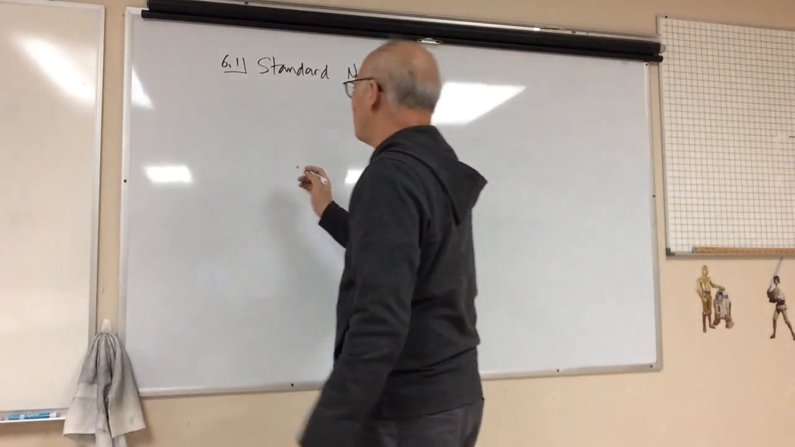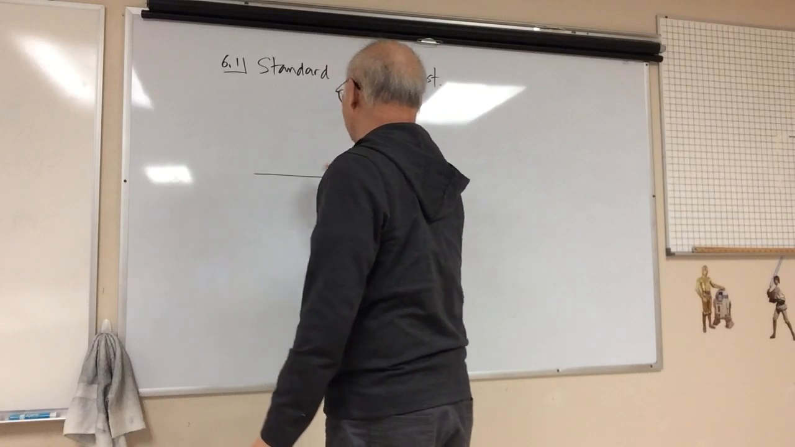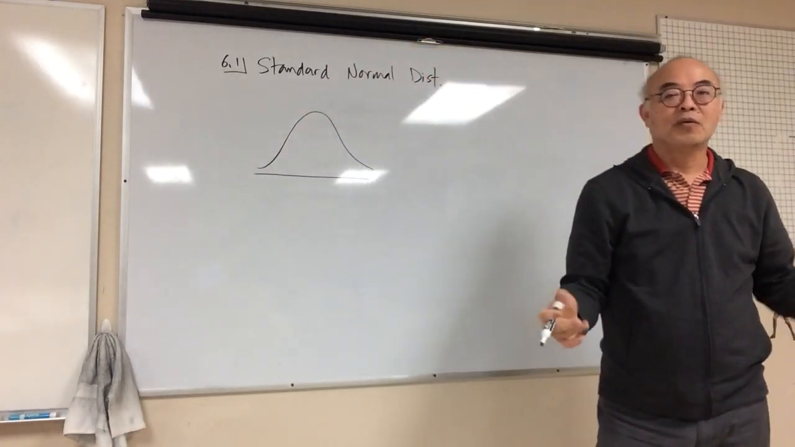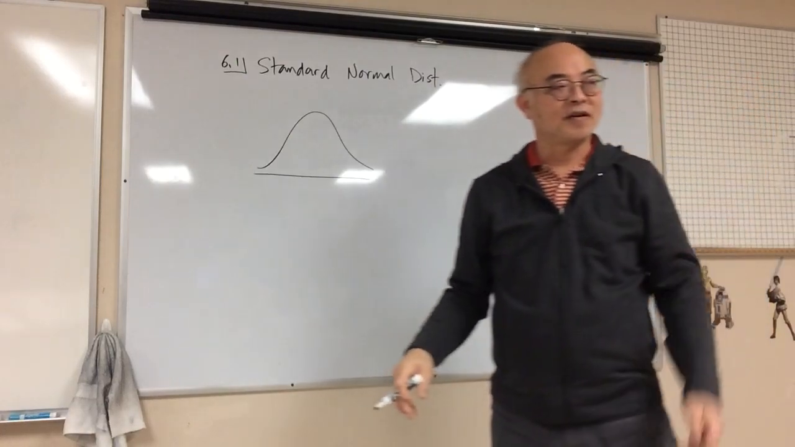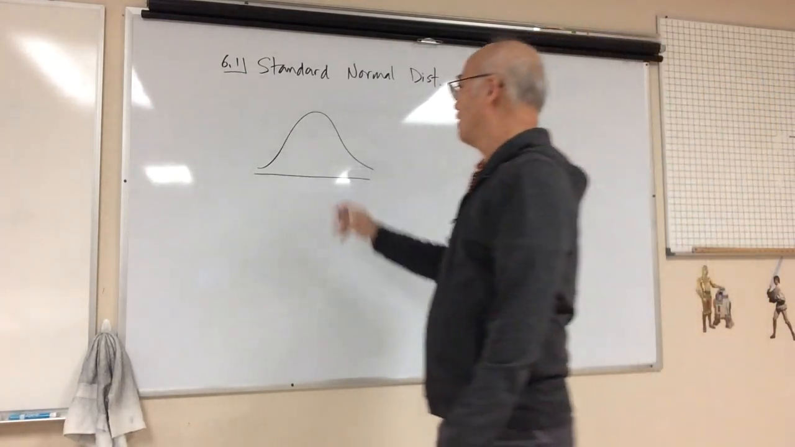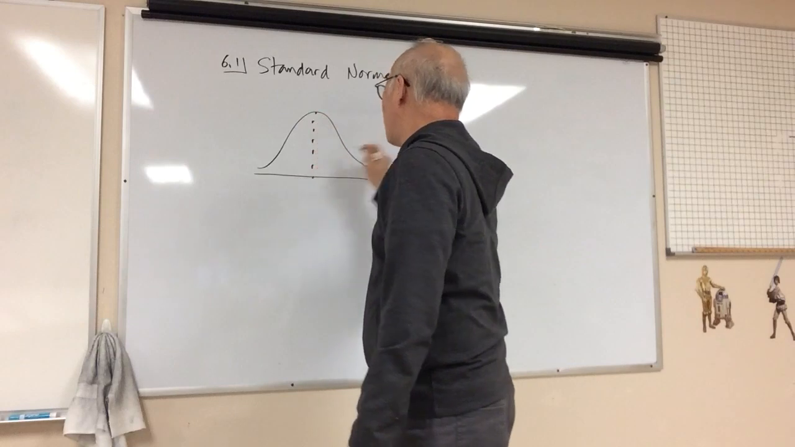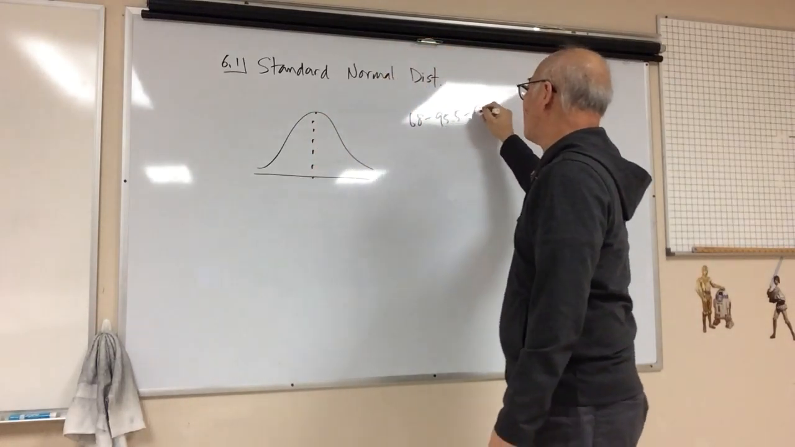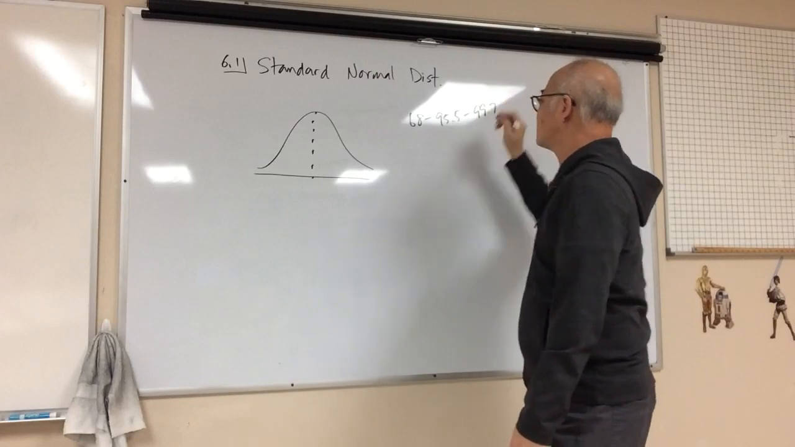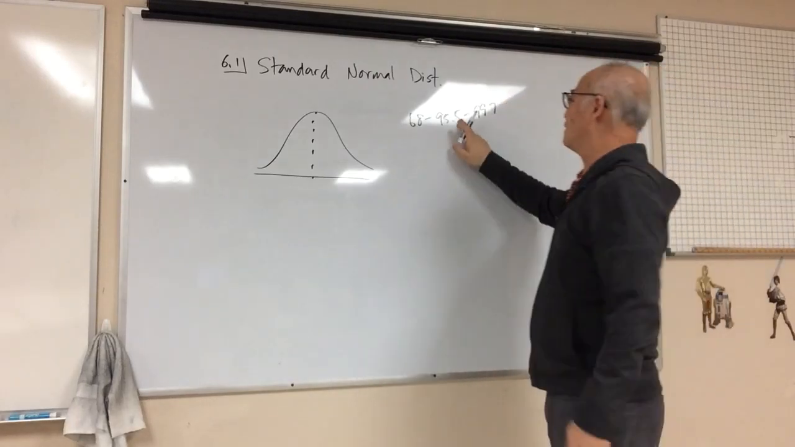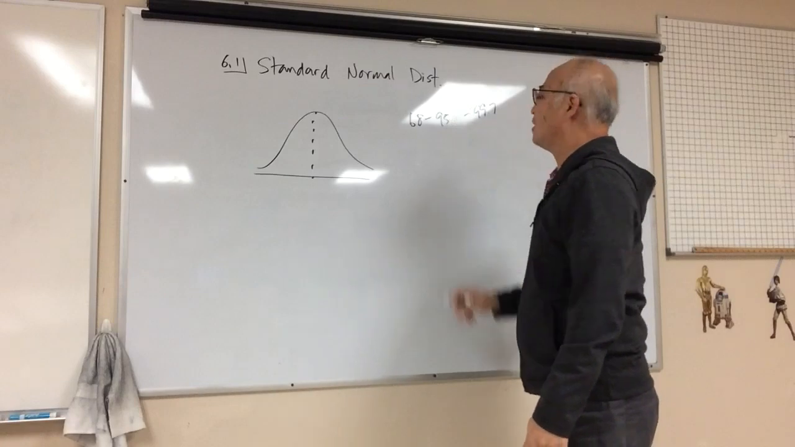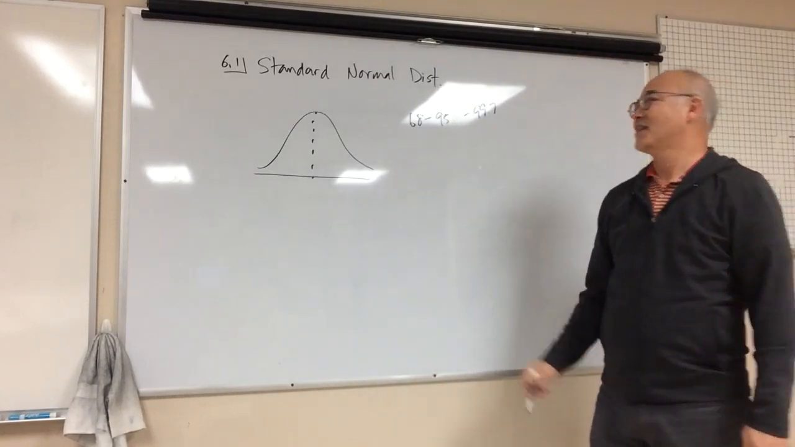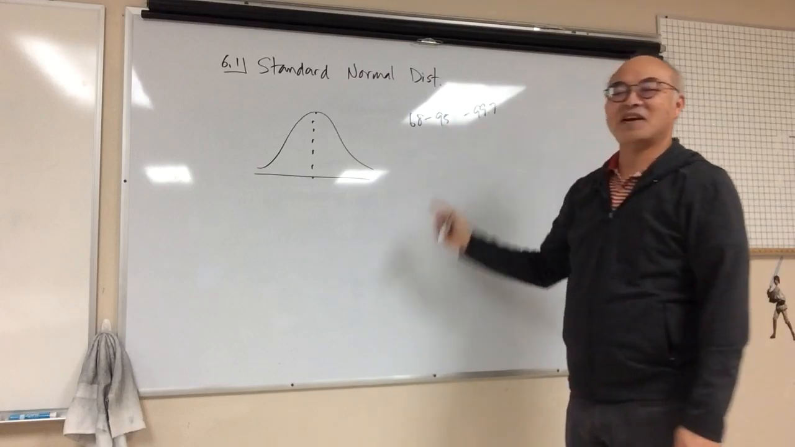So far, what do we know about the normal distribution? We know that it's shaped like this. It's a bell shape. What else do we know? We know the percentages, right? That was the 68, 95, 99.7 rule.